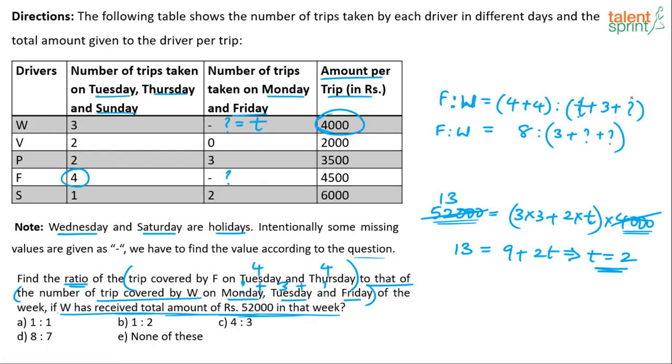You can say T plus T. Yes or no? So simplify. 8 is to 3 plus 2 plus 2. T is equal to 2, right? Put it back. 3 plus 2, 5. 5 plus 2, 7. 8 is to 7. Answer should be 8 is to 7. Very simple, right? Very, very simple. You just have to play with these numbers.